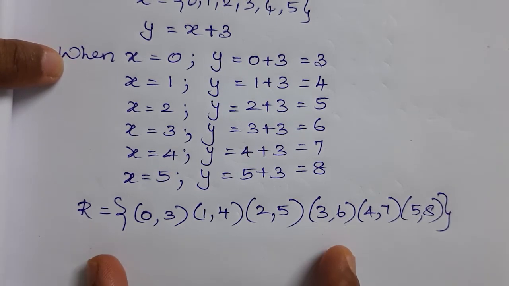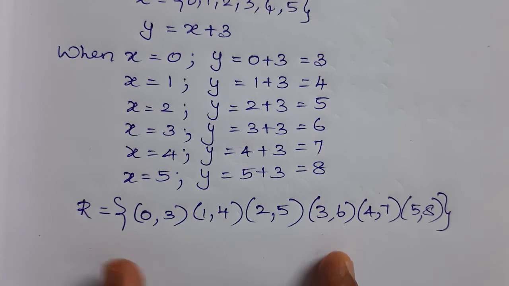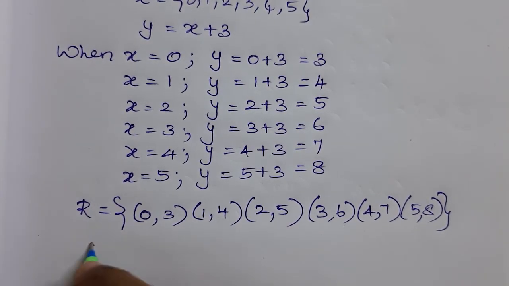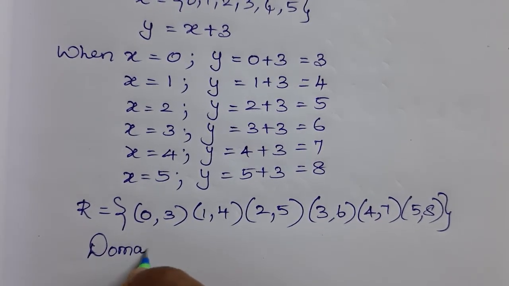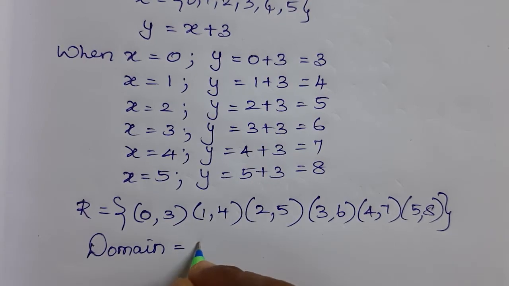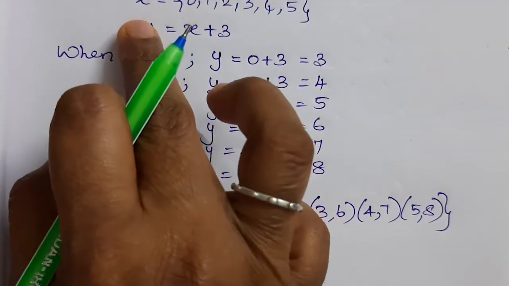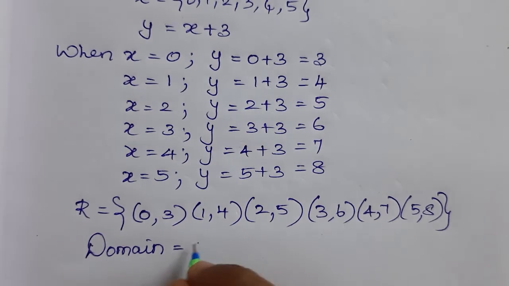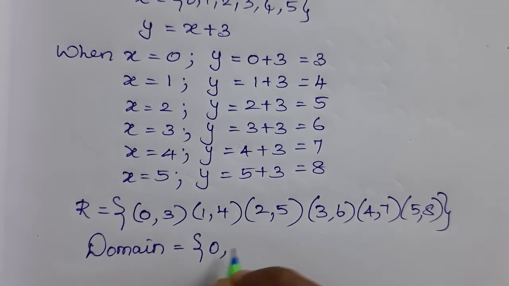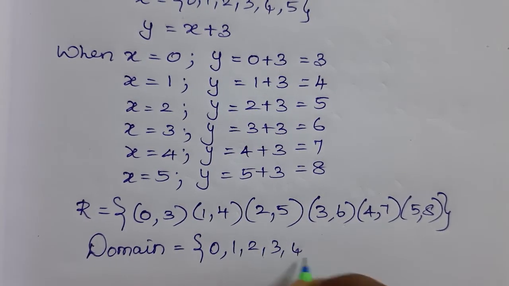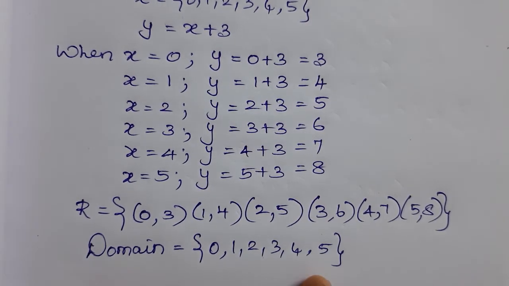Now from this relation we are supposed to find the domain and range, where domain is nothing but, as I have told you, the first set which is given. Here it is given as x. So the elements of x are 0, 1, 2, 3, 4, 5. So this is your domain.